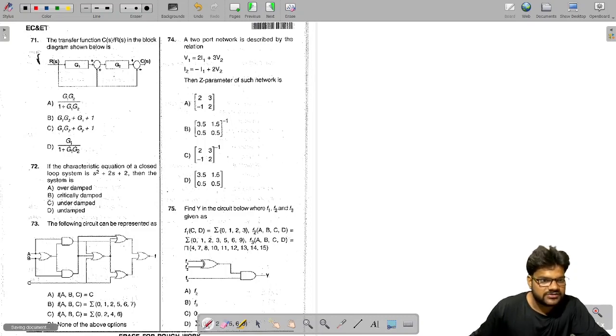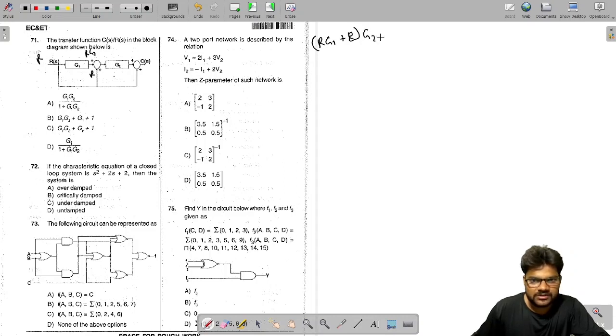So here was R, G1 is multiplied, you got R G1, and R is coming from here, so you will be adding R G1 plus R. Then G2 is multiplied, and then R is added here, so plus R, and then you are calling it C. So let's take R common: G1 plus 1, then G2 is multiplied, plus 1 equals C.